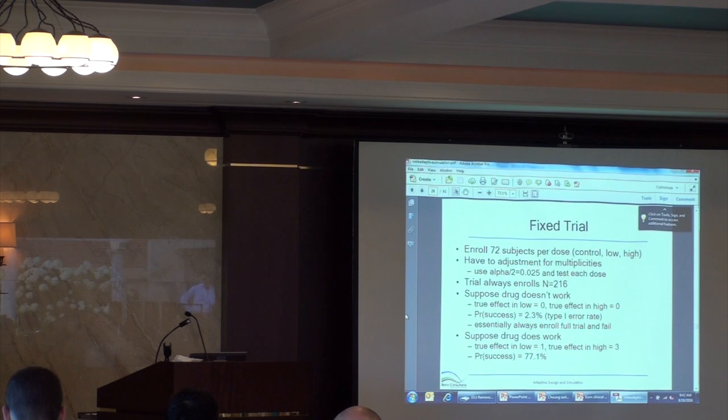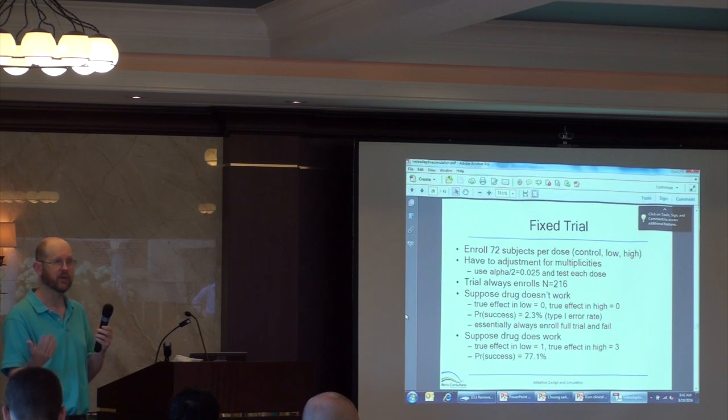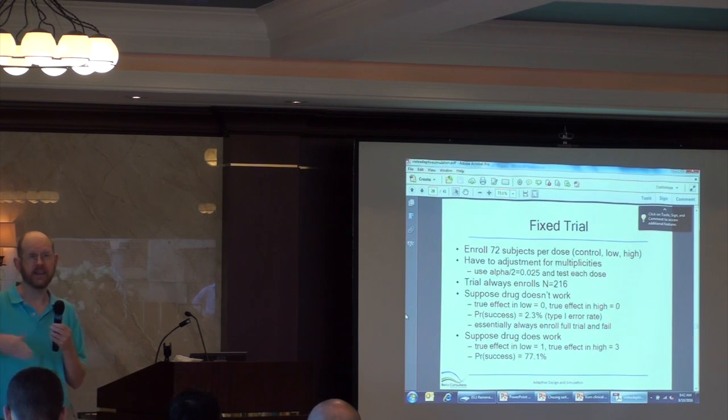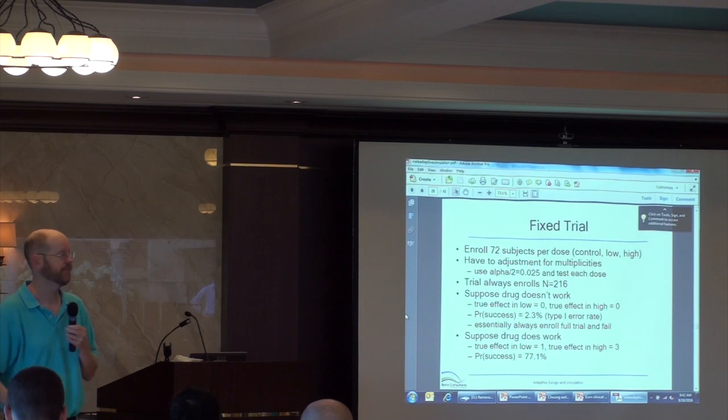If the drug does work, then what's going to happen is the true effect in low, this is hypothetical, suppose that is 1 and the true effect in high is 3. That's a good drug, and it's important that I pick the high dose, because that one is much better than the low dose. In that case, the probability of success is 77.1. Plug this in the standard calculator to get that.